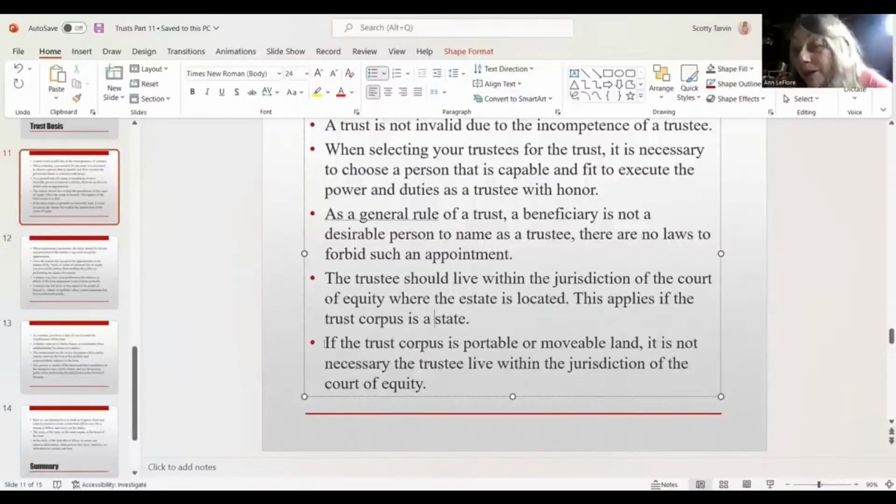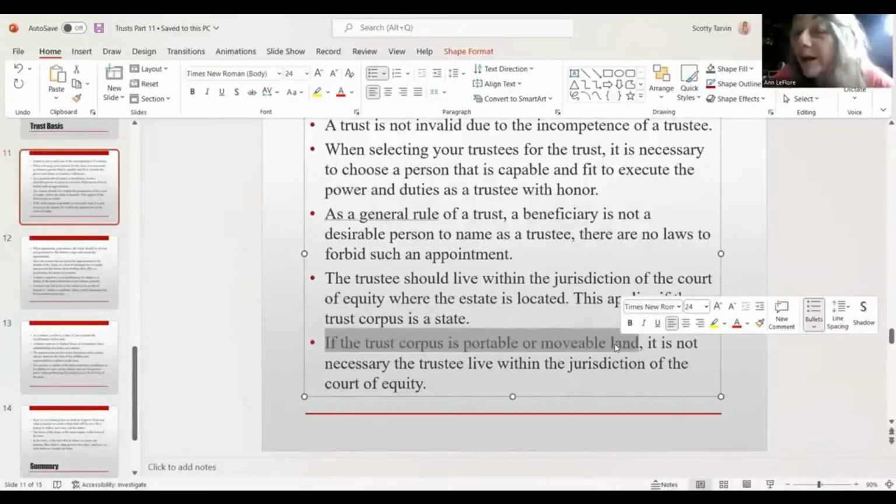Okay, so basically what it's saying is if you own quite a bit of land in one state and your trustee lives in another state, it's not a good idea. The trustee should live in the same state as where the land is or where the affairs are. Now, when it's saying portable land, that means movable land. So what is movable land?